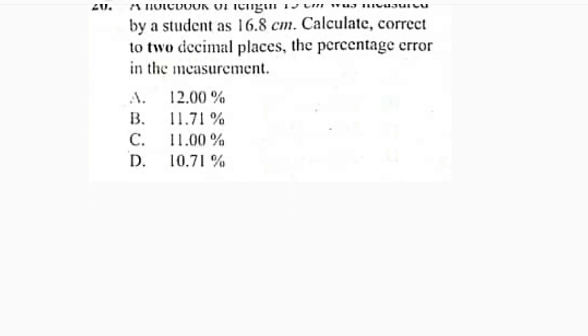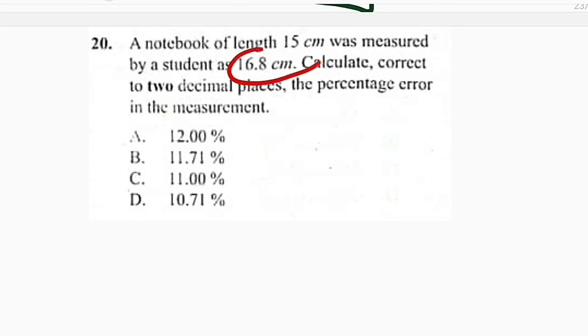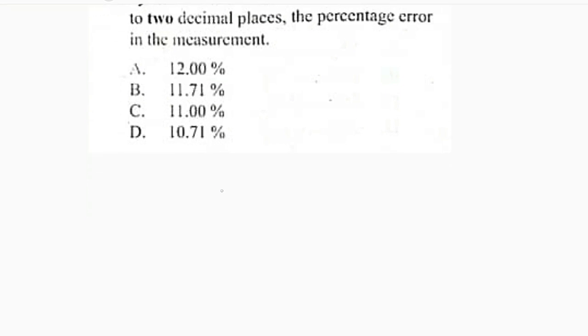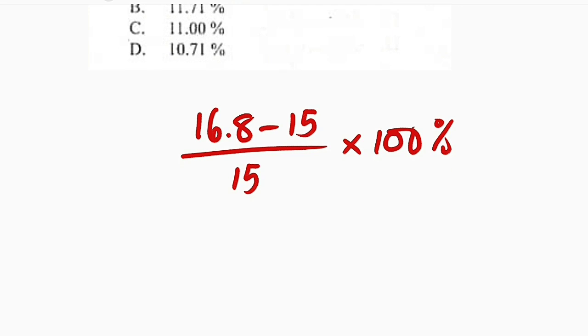Okay, the formula is what? Absolute measure divided by the actual measure multiplied by 100%. Absolute measure, it means what? We should take the difference between the measurements. So I will take 16.8 minus the actual measure, which is 15, divided by the actual measure multiplied by 100%. So if you subtract at the top, you have 1.8 divided by 15 multiplied by 100%.